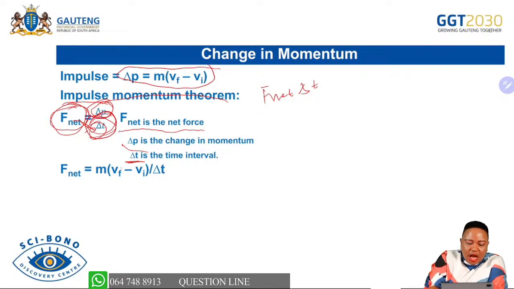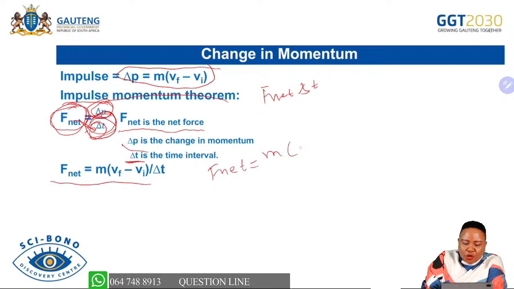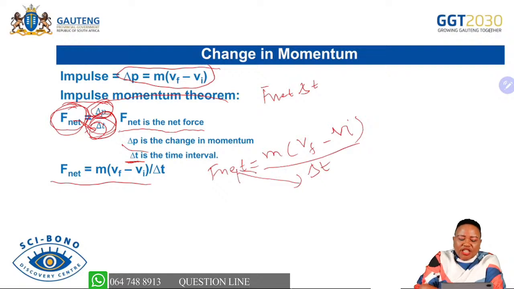As you can see here, F net is equal to m into Vf subtract Vi, all over change in t. So you can see that the relationship between the net force and the time of contact is inversely proportional, but the relationship between the net force and the change in momentum is directly proportional.